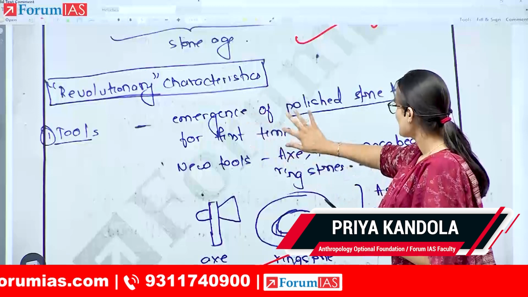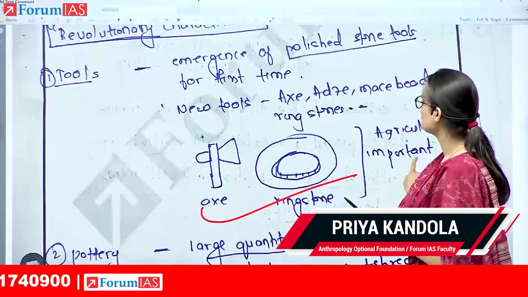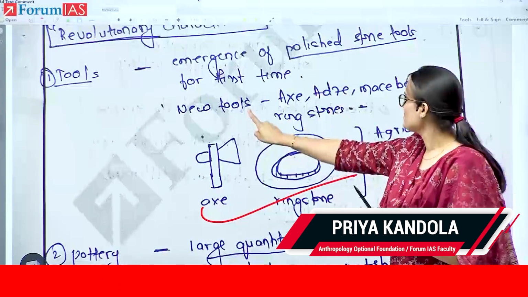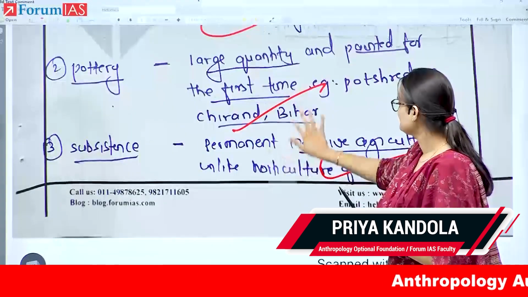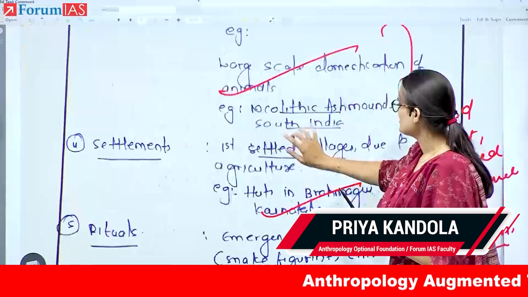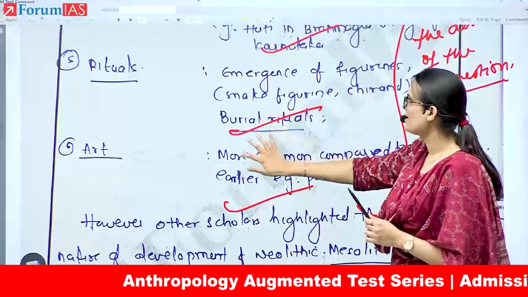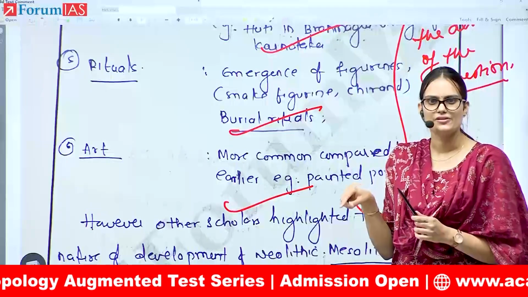So tools, look at the diagram of the tool, axe, stone, agriculture implements. So one line on what the tool was, with an example diagram. Okay, similarly pottery, you can see how examples are being used. Rituals, art, so all the facets are covered, every angle of the Neolithic age is covered.